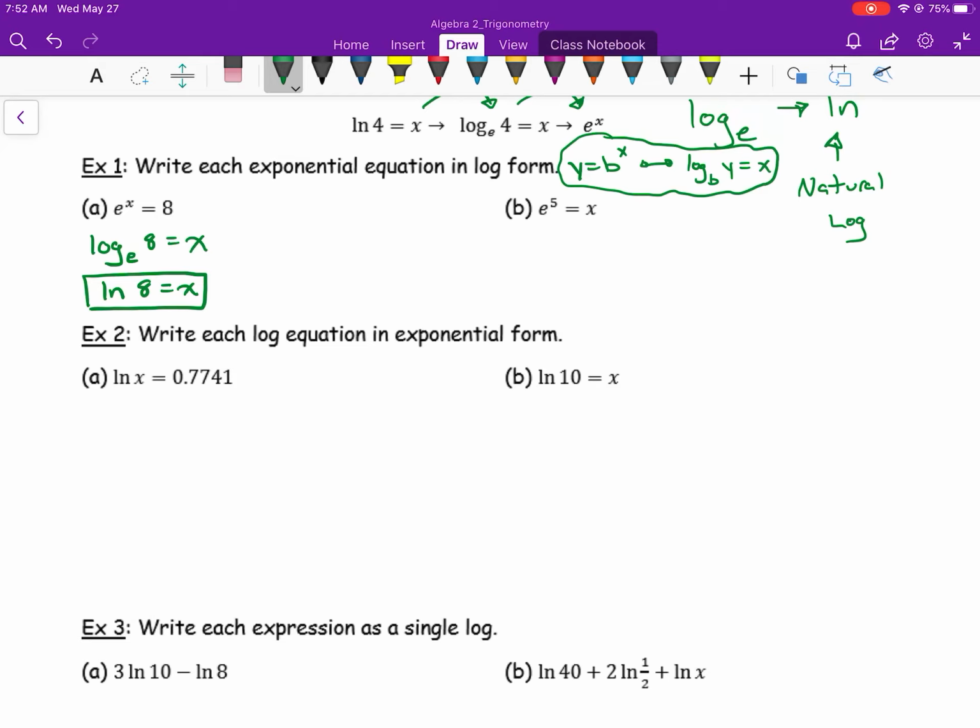Alright, and then for B, we have e to the 5 equals x. So log base e of y, so that's the x, equals 5. So the natural log of x is equal to 5.